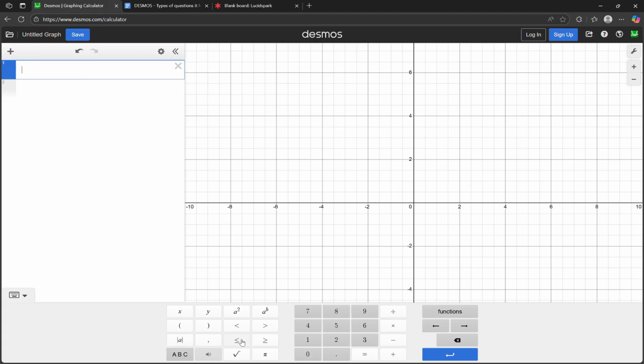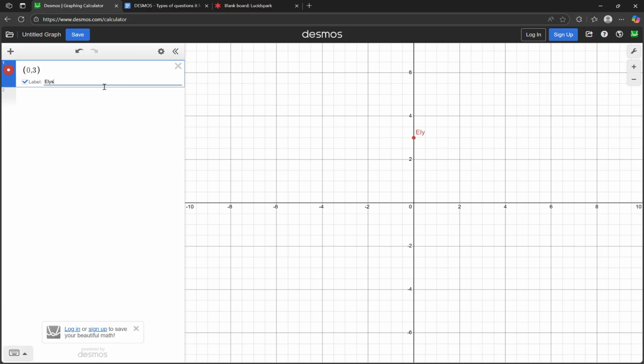Now I'm going to move on to what Desmos can actually do for you. Now, this isn't how to solve questions for Desmos. It's just the basic overview. You're going to see what I mean. First of all, you can plot and label points. So I'm going to plot a point. I'm going to do 0, 3. And right there, and then I'm going to label it. I will make it Elisa's point. There you go. Now it says that.